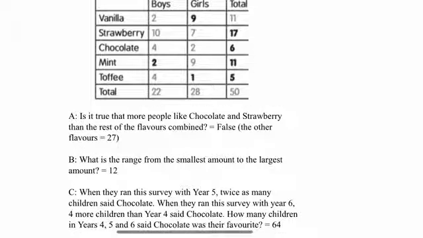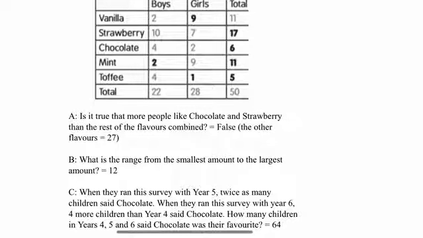All right, well, first things first, let's check through the chart and make sure the missing information you've got is all right. So vanilla, the missing number was 9 girls. Strawberry, the missing number was 17 children in total. Chocolate, the missing number there was 6 children in total. Mint, the missing number was 2 boys and 11 children in total. And in toffee, it was 1 girl and 5 children in total who liked toffee.